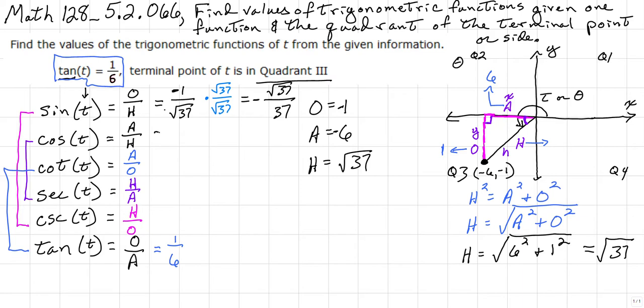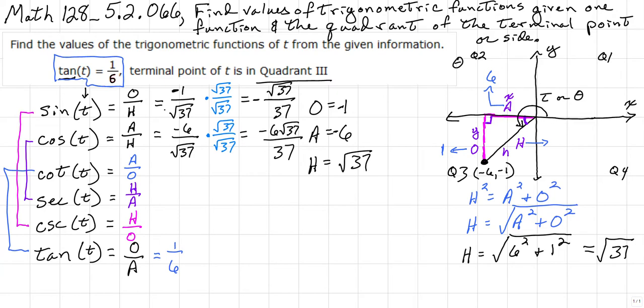So now let's talk about the cosine of t, which is adjacent over hypotenuse, which in this case will be -6 over the square root of 37. Once again, I can go ahead and rationalize this by multiplying by the square root of 37 over the square root of 37. And that's simply going to give me -6 square root of 37 over 37. The cotangent is the reciprocal of the tangent, so therefore the cotangent of t is going to be equal to 6 over 1, or simply 6.